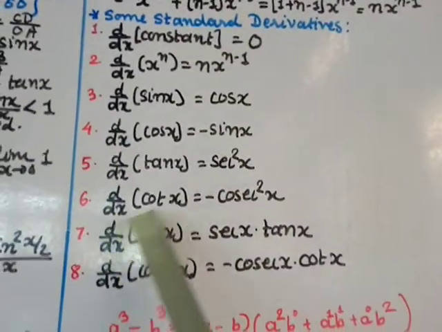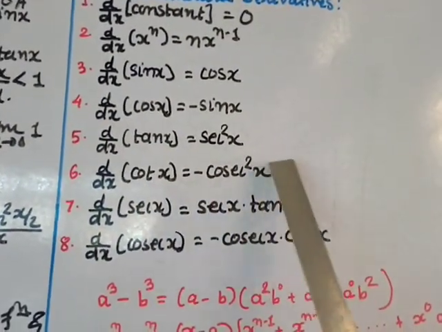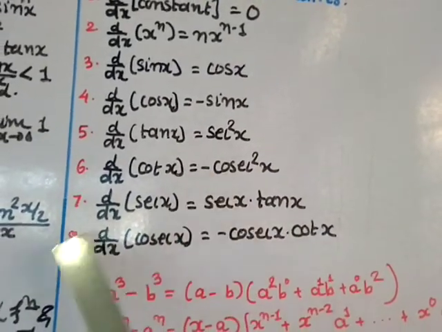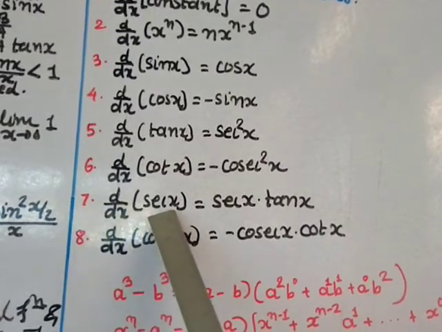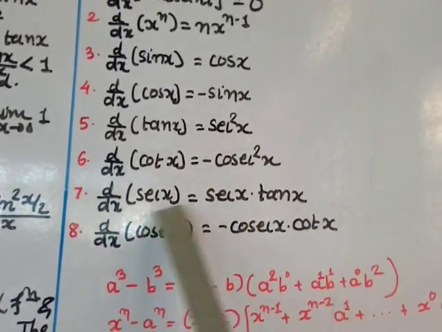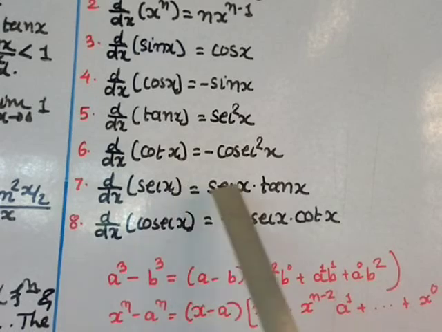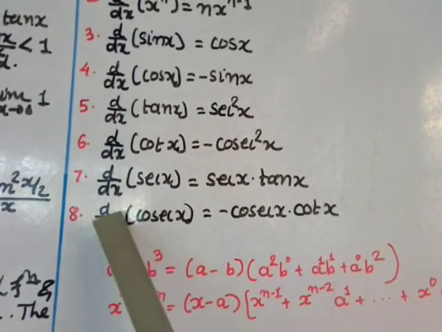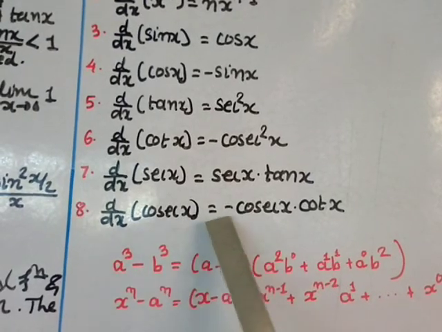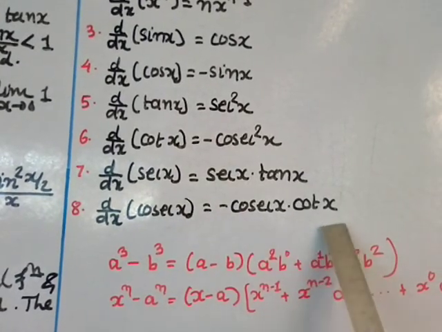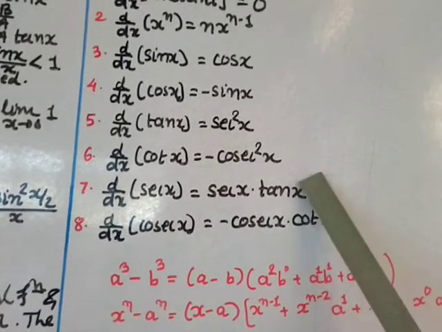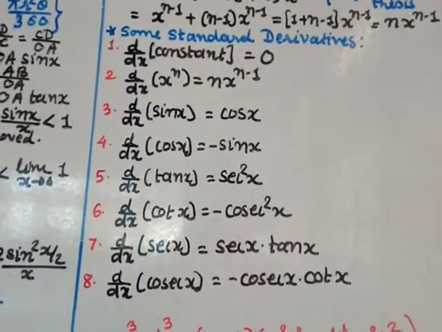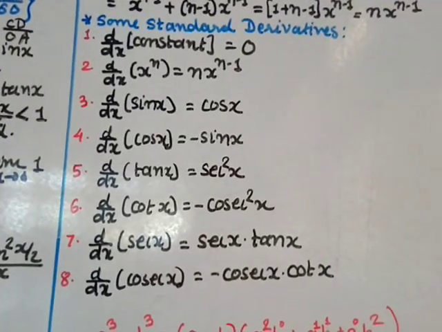Number 6, d by dx of cot x equals minus cosec square x, the derivative of cot x is minus cosec square x. And 7th is d by dx of sec x equals sec x into tan x. Number 8, d by dx of cosec x equals minus cosec x into cot x. You can see these are more or less the same, these two are the same, these are also more or less the same. So try to remember this and learn nicely because these are all important things.